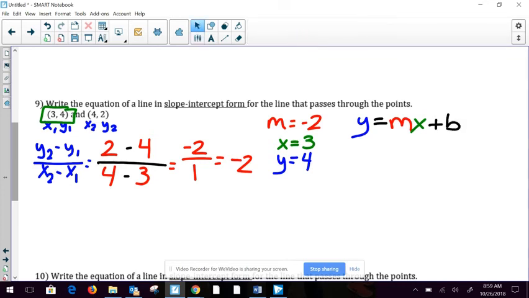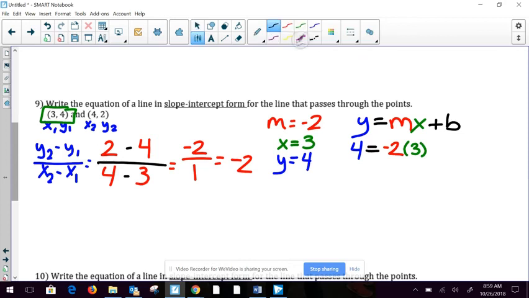So now that I have it all color-coded, I can easily go back and substitute in my numbers. So I have 4 is equal to, what's my m? Good. -2. What's my x? Great, so we're timesing that 3. And I still have that plus b. So now from here, I just do the math. What is -2 times 3? Good job. I get 4 is equal to -2 times 3, which is a -6, plus b.